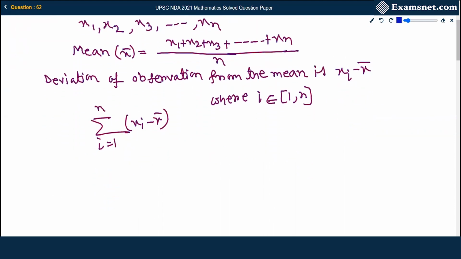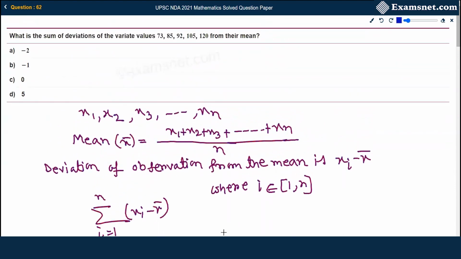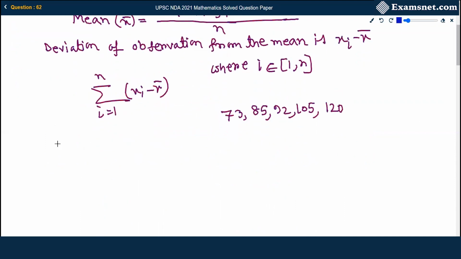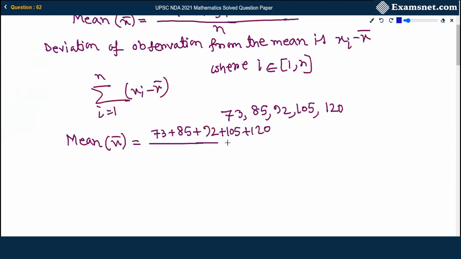So first let's write all the variates here: 73, 85, 92, 105, 120, correct? Now let's find the mean first, that is x bar equals 73 plus 85 plus 92 plus 105 plus 120 by 5. We will get the value as 95. Now find the sum of the deviation.